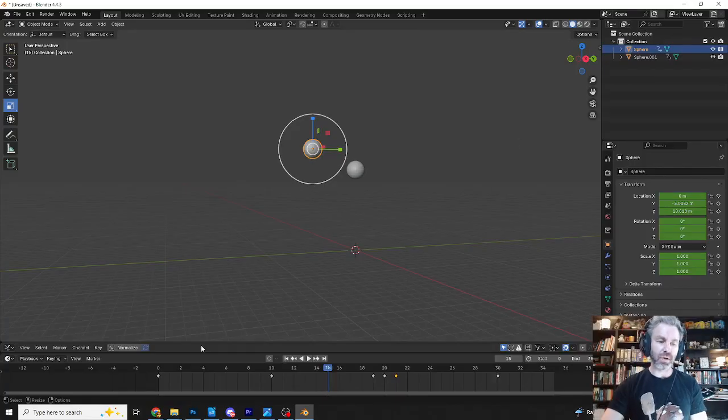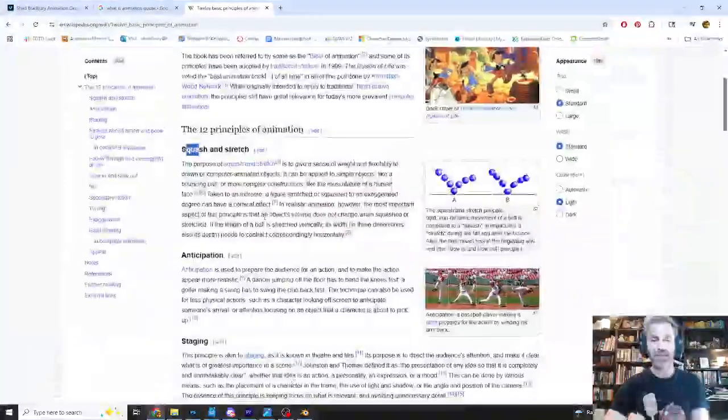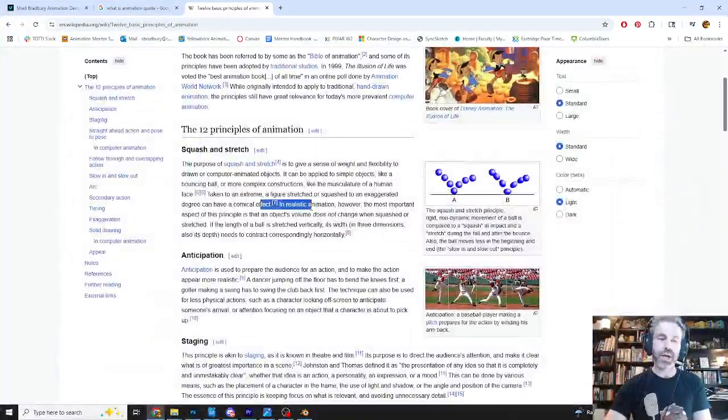So we're going to add that. It's going to add a level of realism, and it'll also come into play when we start getting into the other principles of animation as well. So that's the basics of squash and stretch.